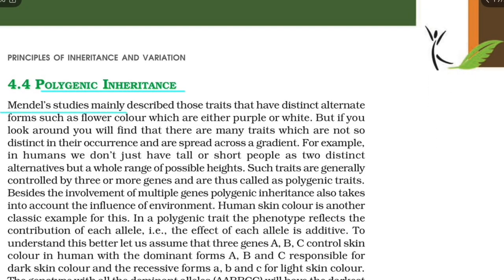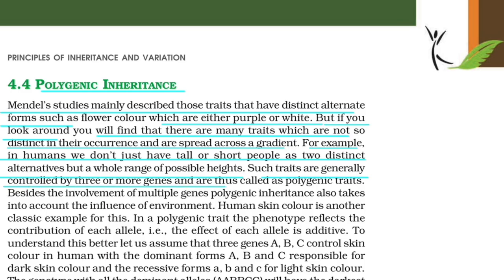Polygenic inheritance. Mendel's studies mainly describe those traits that have distinct alternative forms, such as flower color, which is either purple or white. But if you look around, you will find that there are many traits which are not distinct, and their occurrence is spread across a range. For example, in humans, we don't just have tall or short people as two distinct categories, but a whole range of possible heights. Such traits are generally controlled by three or more genes, and are called polygenic traits.